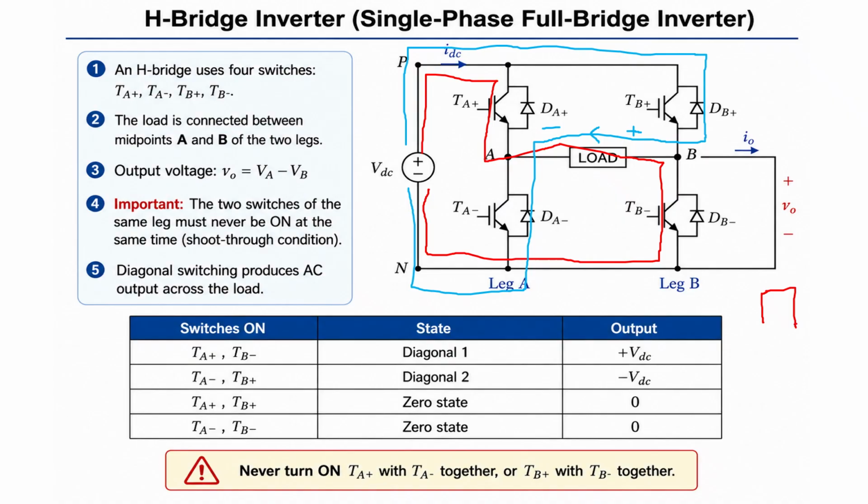Then next can be a zero state, then minus VDC. So this will continue. So in that way, you will get an AC output voltage. So this is the working of an H-bridge inverter.